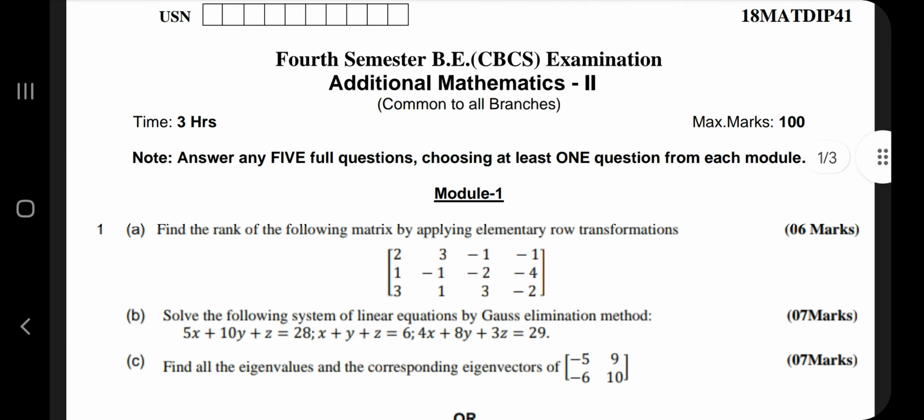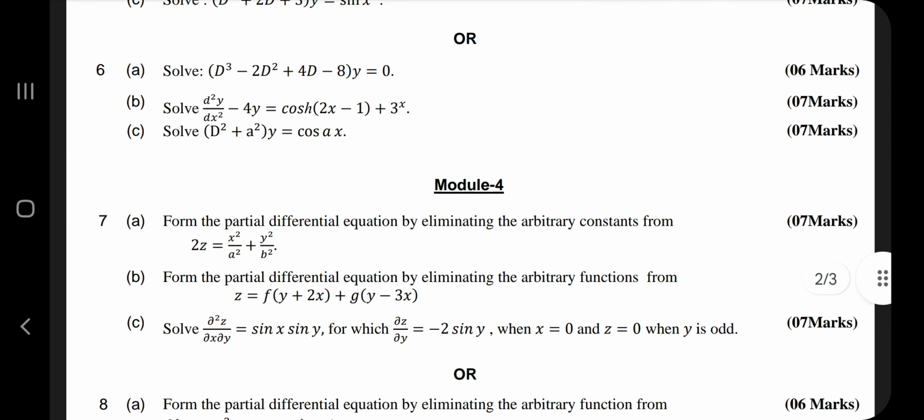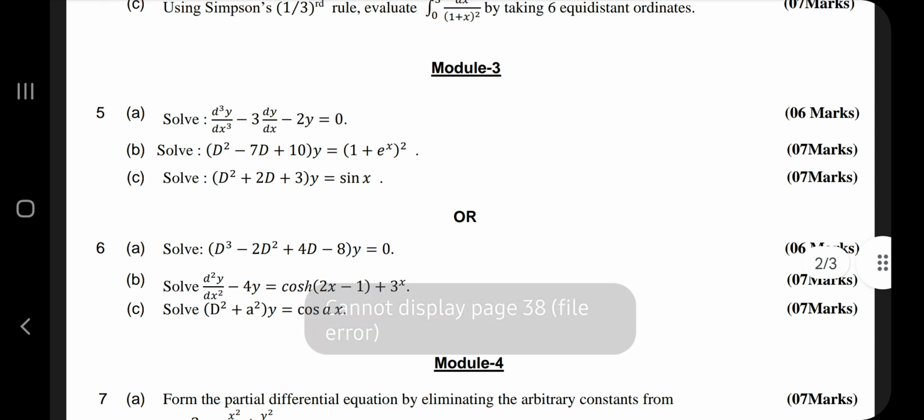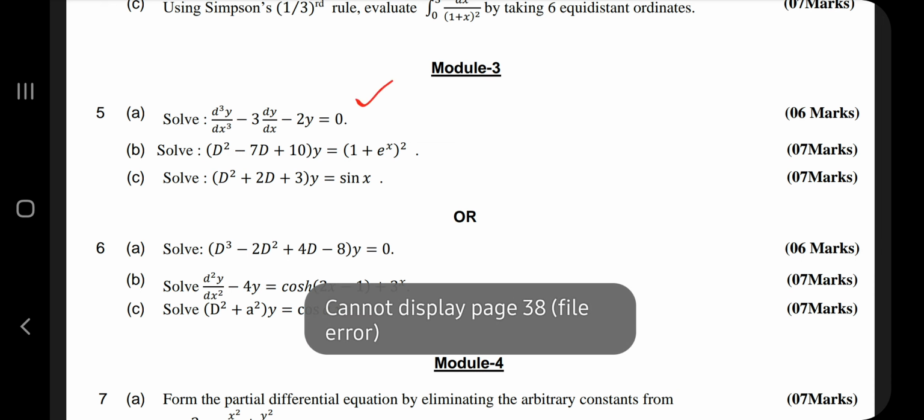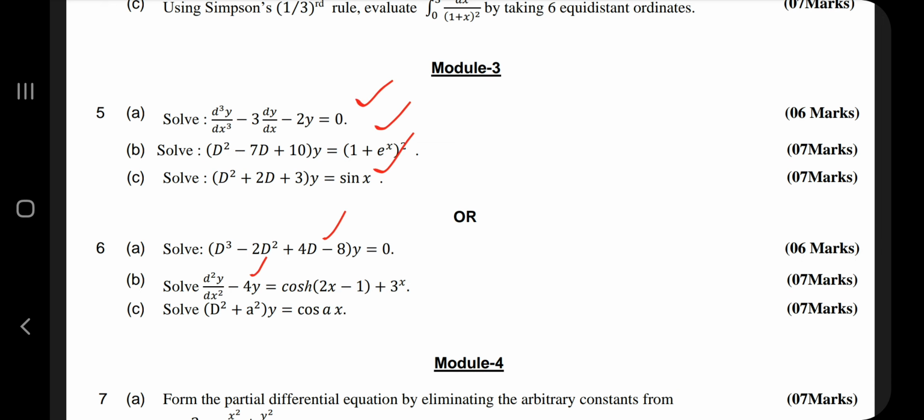Before that, let's have a look at the model question paper. In the model question paper also the same things will be there, because whatever is there is from the syllabus itself, right? So you'll be given such questions and you need to identify which type of equation it is. That's what we'll be discussing in this module. So let's open the notes here.